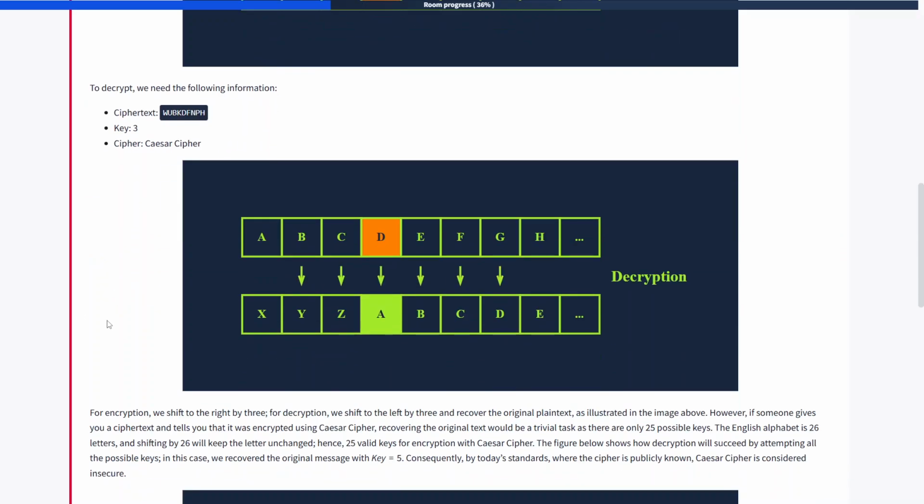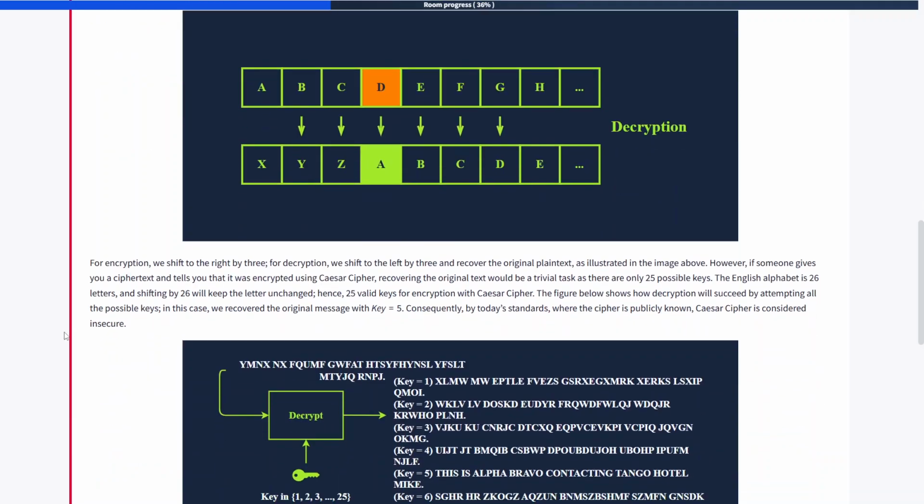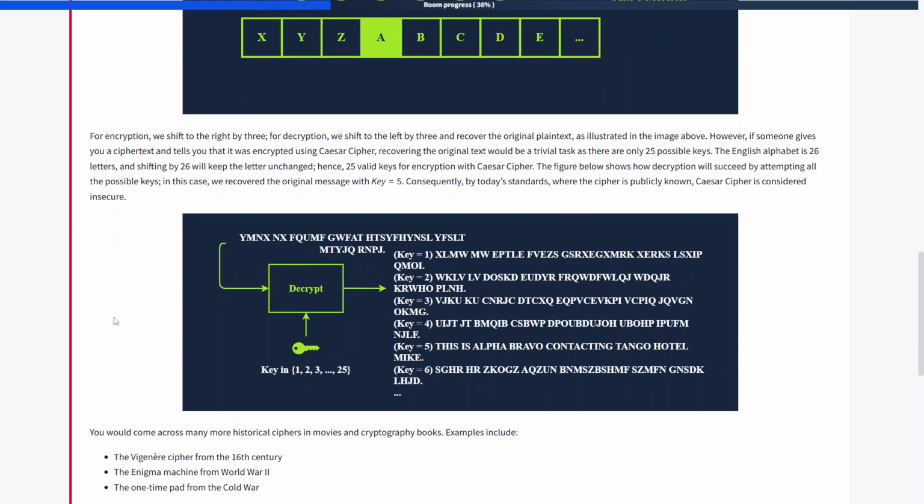To decrypt, we need the following information: the ciphertext, the key to decrypt, and the cipher that we are going to use. For encryption, we shift to the right by 3, and for decryption, we shift to the left by 3 and recover the original plain text, as illustrated in the image above.